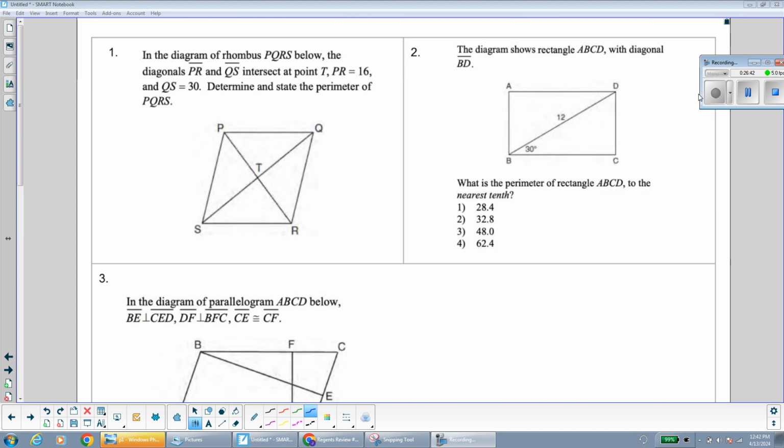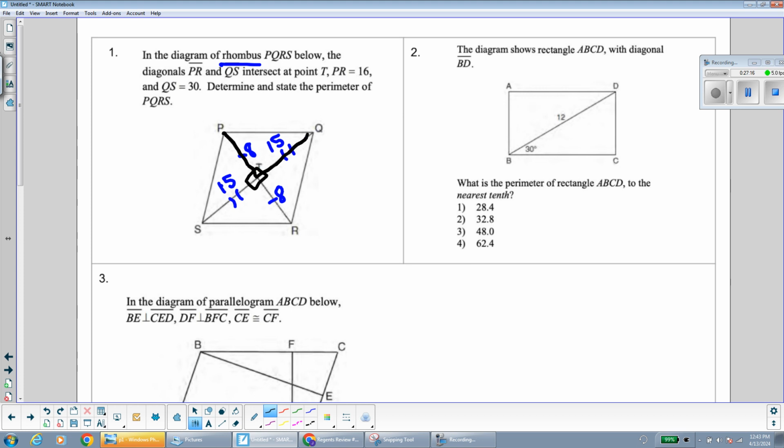In this question over here, we have a rhombus, and we know that PR is 16. So that means each of these is 8 because diagonals bisect each other because a rhombus is a parallelogram. And QS is 30. So that means that each piece over here is 15 because once again, diagonals bisect each other because a rhombus is a parallelogram. Also, remember that diagonals of a rhombus are perpendicular. So these are all right angles here. So what we have are right triangles.